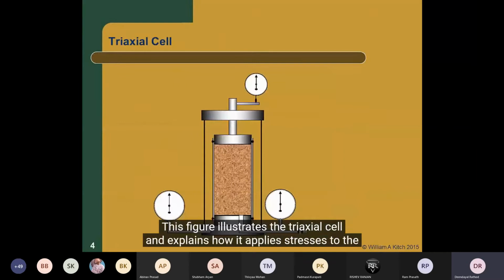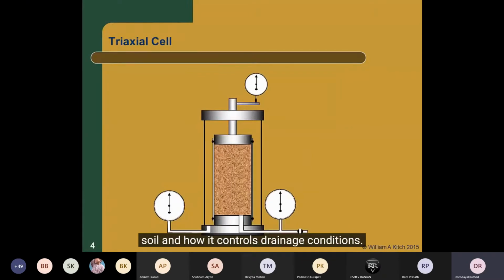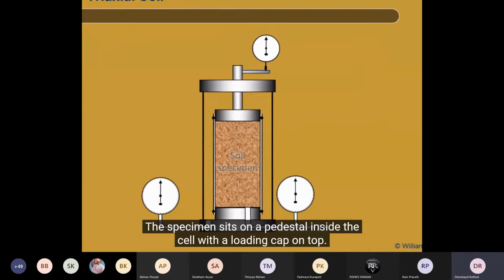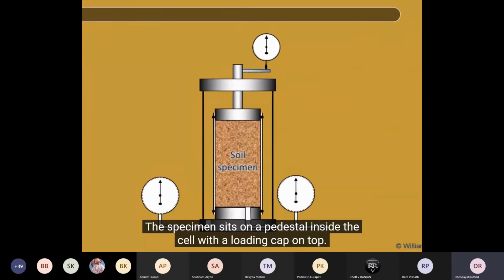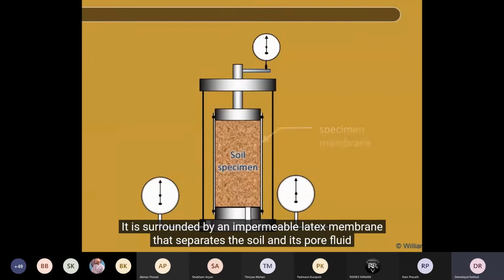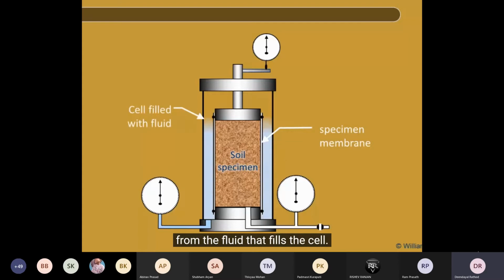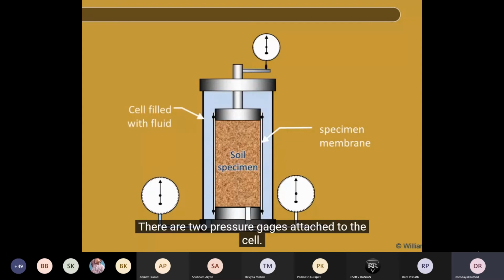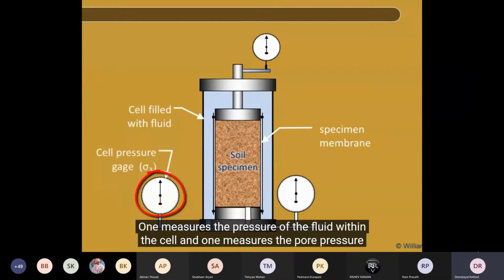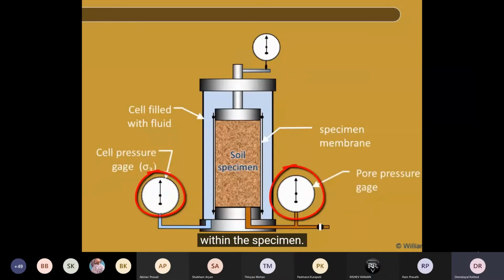This figure illustrates the triaxial cell and explains how it applies stresses to the soil and how it controls drainage conditions. The specimen sits on a pedestal inside the cell with a loading cap on top. It is surrounded by an impermeable latex membrane that separates the soil and its pore fluid from the fluid that fills the cell. There are two pressure gauges attached to the cell. One measures the pressure of the fluid within the cell, and one measures the pore pressure within the specimen itself.